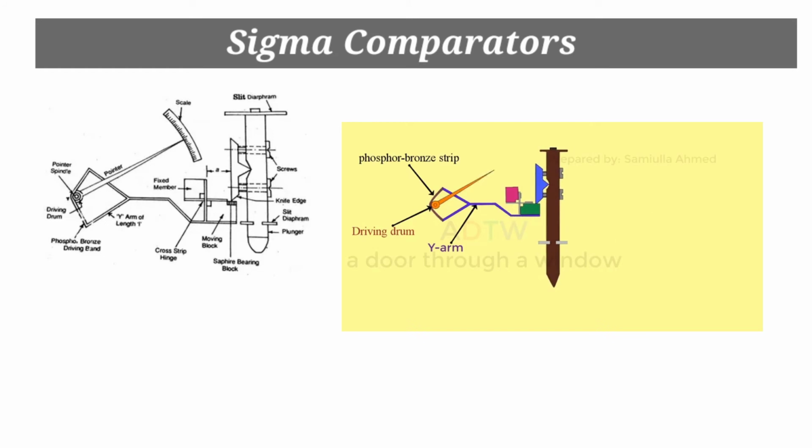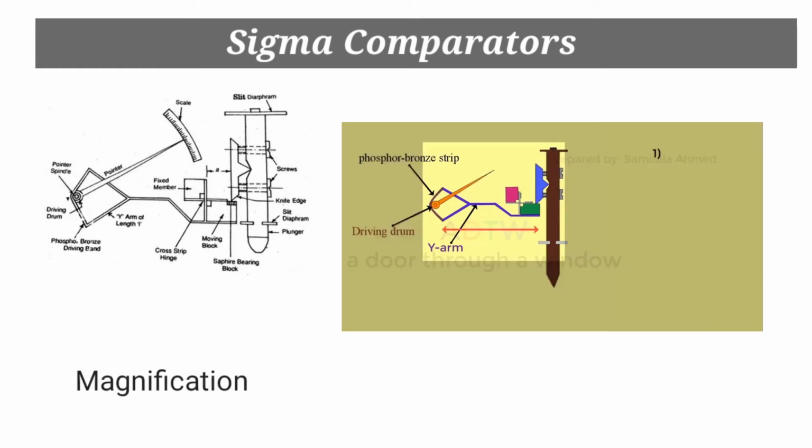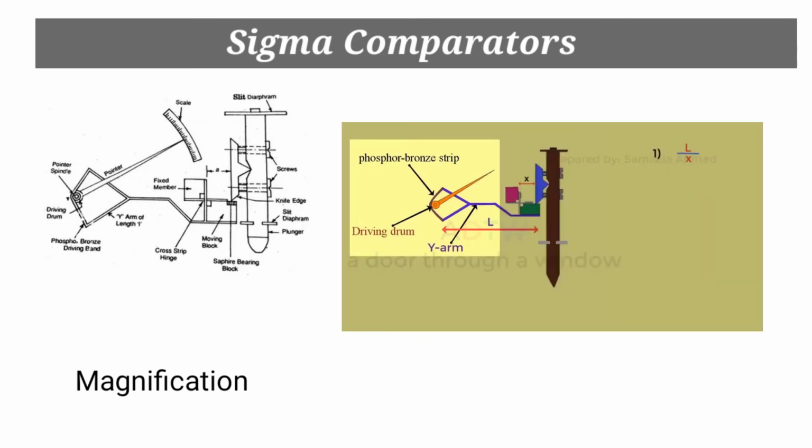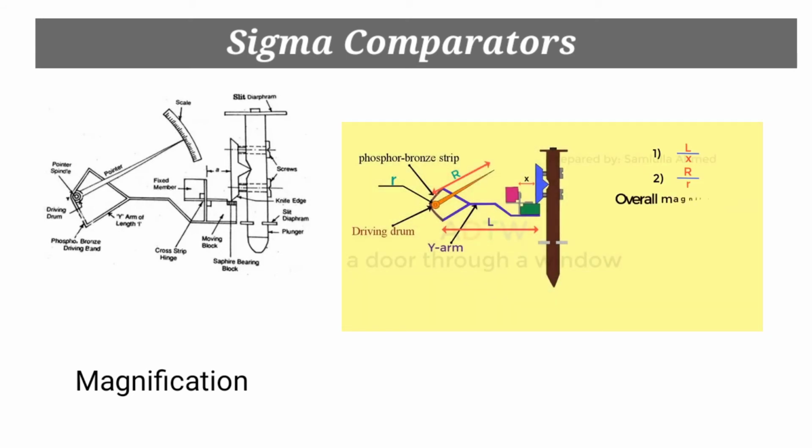The magnification of the instrument is obtained in two stages. In the first stage, if the effective length of the Y arm is L and the distance from the hinge pivot to the knife edge is X, then the magnification is L by X. The second stage of magnification is obtained with respect to pointer length R and driving drum radius small r. The magnification is given by R by small r. Overall magnification is given by L by X into R by small r.